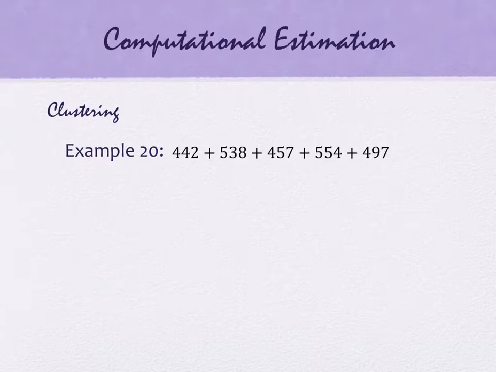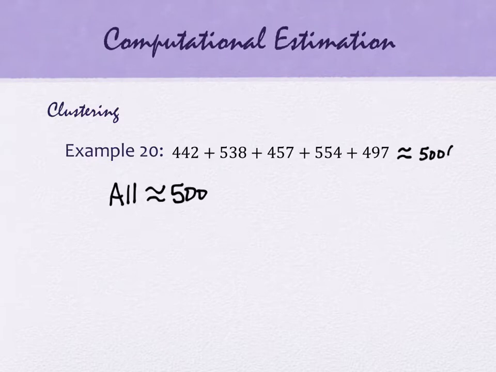Clustering happens when numbers are all really close to the same value to begin with. So you might notice these particular values are all about 500, right? So they're all approximately 500. A way to estimate when we have that property happening is to simply say that this is approximately 500 times our number of numbers, which in this case is 5. So this is approximately 2500 for the sum.